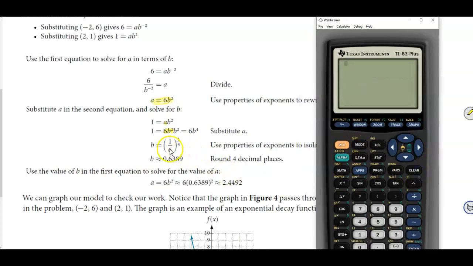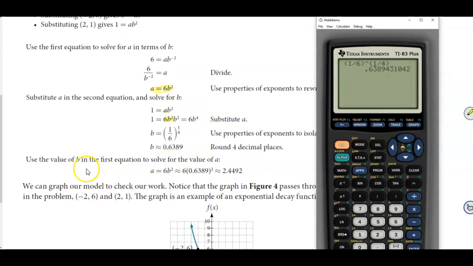Okay, so the base is 1/6. So you're going to have parentheses, and you're going to put in the fraction 1 divided by 6 in parentheses. And then you have to find your exponent button. Sometimes it'll say x to the y or y to the x. On this calculator it has an up arrow key. And then again in parentheses, you're going to put in the exponent, which is 1/4, so 1 divided by 4. And then we hit enter, and it's going to give us 0.6389, which is our answer.